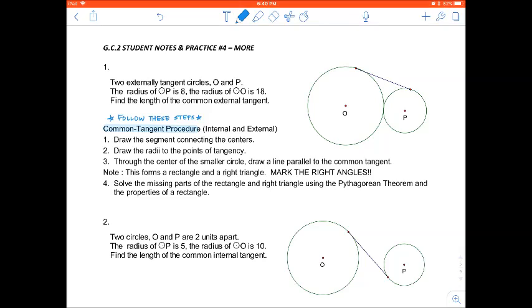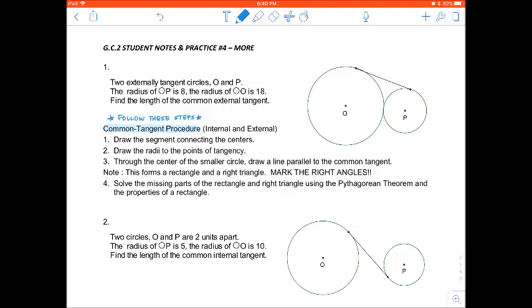Welcome to the G.C. 2.4 extension of the radius drawn to tangent concept from 2.4. If you remember, a radius drawn to a tangent, or vice versa, forms a right angle. And so the first two types of problems we're going to look at are called common tangent problems. You'll see in this first diagram we have two circles that are externally tangent.